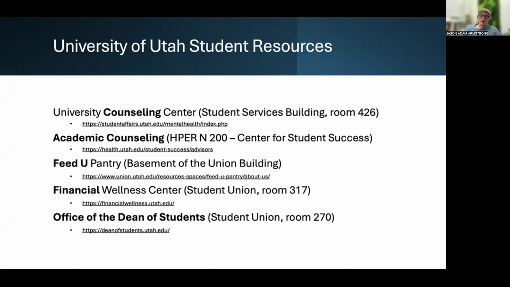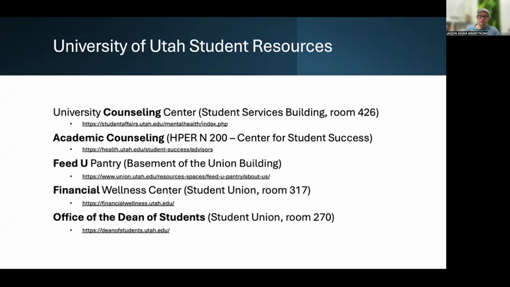In any case, I encourage you to use these resources. If you need help finding appropriate resources, you can always come to me and ask. The Office of the Dean of Students is an excellent place to start if you're not even sure where to go. So just know that there are these safety nets in place for you here.